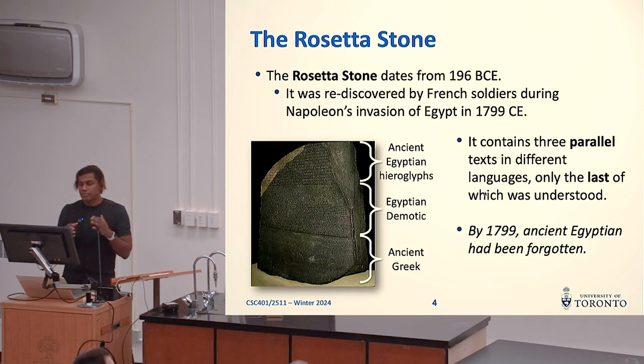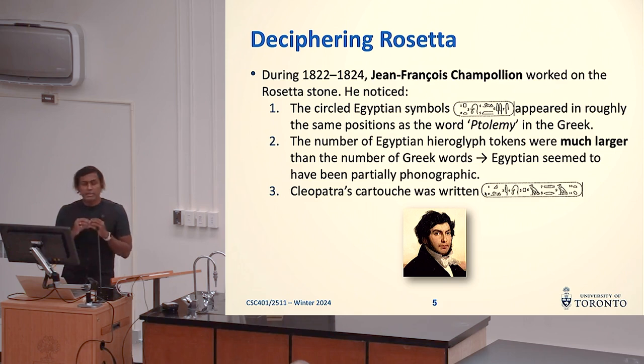By the 1800s, two of those languages, the ancient Egyptian hieroglyphs and the ancient Demotic, were lost in the ravages of time. No one knew what they meant. Only the last one, ancient Greek, was understood. So in the early 19th century, a lot of researchers worked on the stone. We're going to use John Champollion as a composite researcher, who worked to decipher the other two languages on the stone.